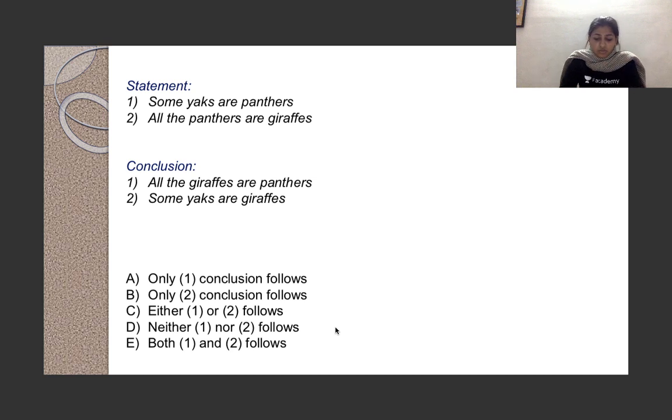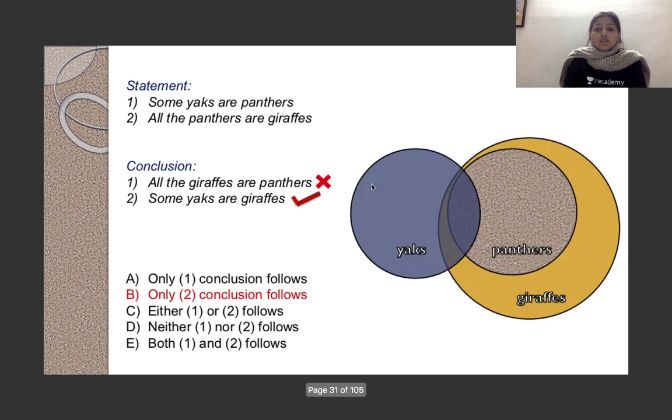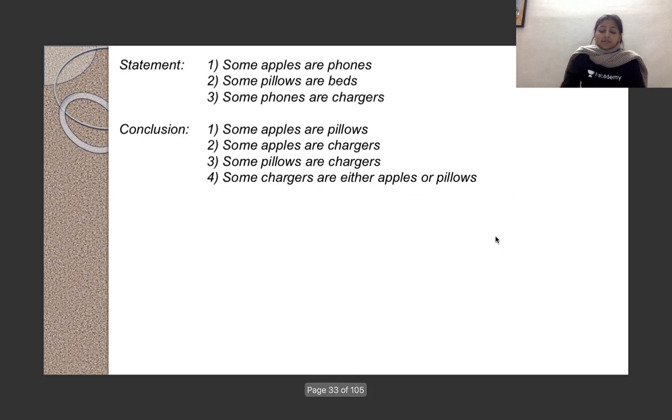Only one, only two. Okay. Some yaks are panthers, all the panthers are giraffes. So the answer is only two follows. Adhiraj. Okay. It's only two follows. All the giraffes are panthers. No, they are not. If it was some giraffes are panthers, it would have been correct. Next.